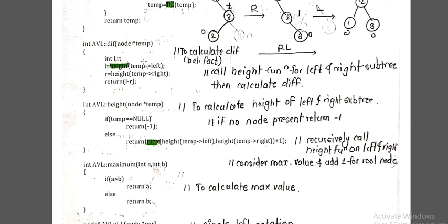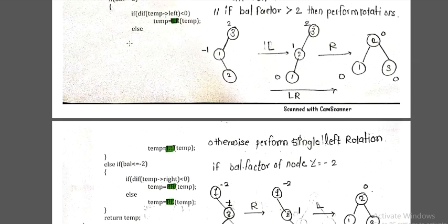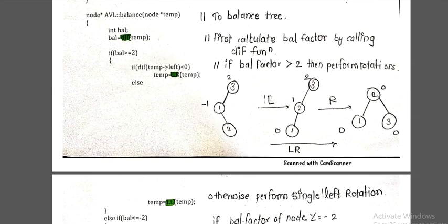Then next comes the difference, that is, how to calculate the difference, because we are calling this difference function as ready-made here, right? So how to calculate it? It is very easy. We have to calculate the height of the left subtree and the height of the right subtree and just subtract them, right? So here we have taken two integer variables L and R, which calculate the height of the left subtree and the height of the right subtree.